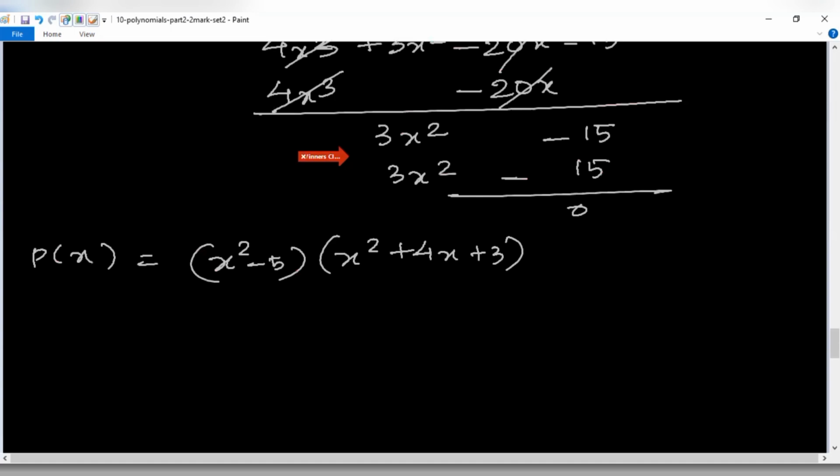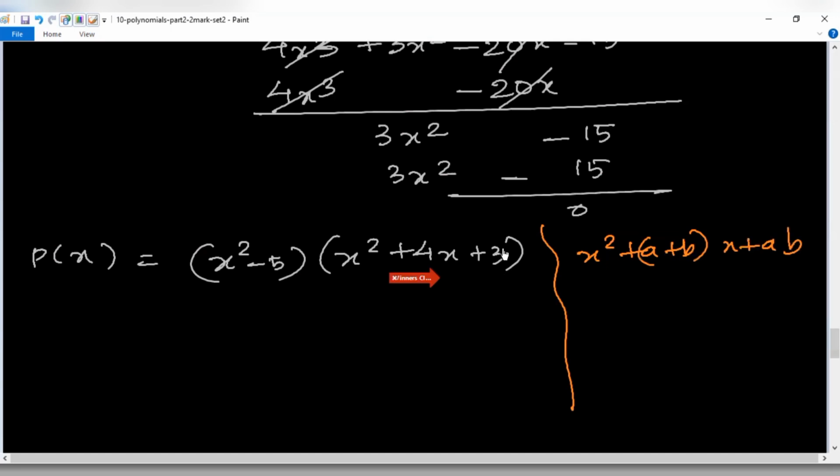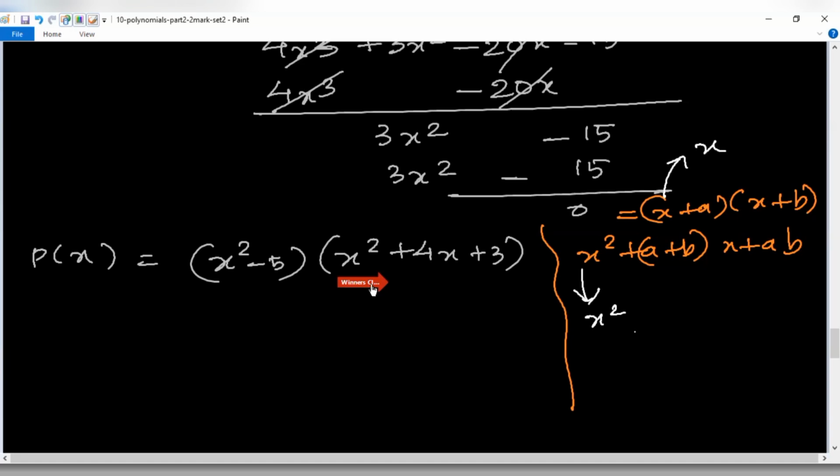Here, this is of the form x square plus a plus b into x plus ab. This is the identity which we can use over here because the last term is not a perfect square and the first term is a perfect square. In such cases, we can use this identity, and this is actually x plus a into x plus b. In place of x square, we have x square itself, so in place of x, we have x. And in place of a plus b, we have 4, and in place of ab, we have 3.